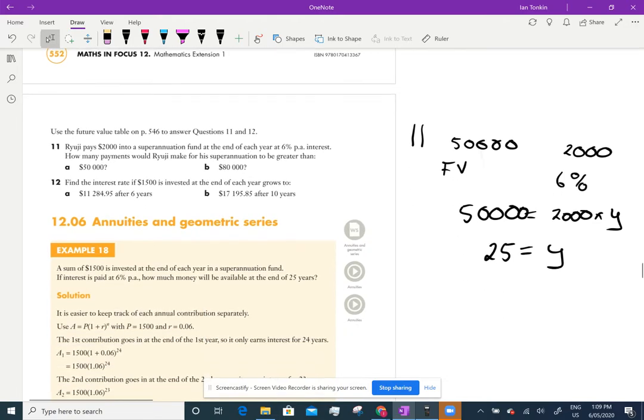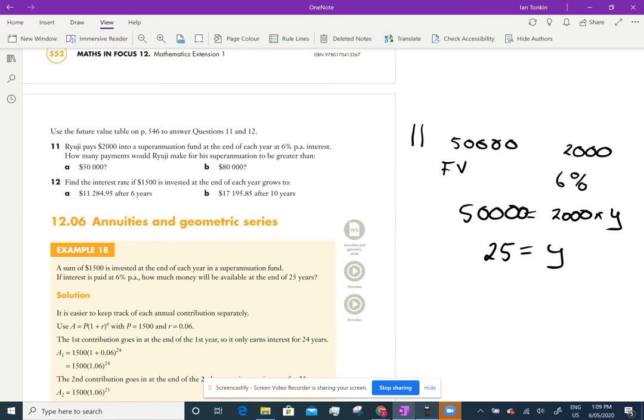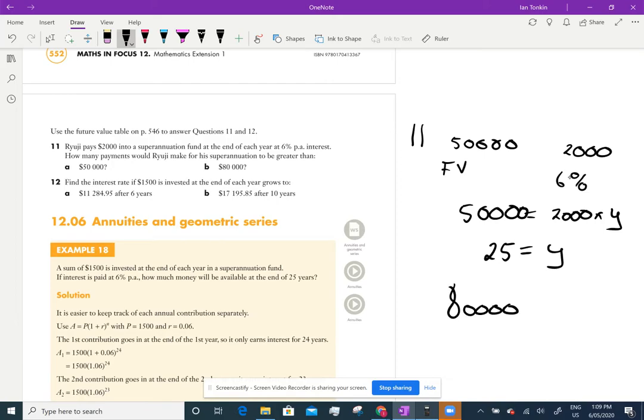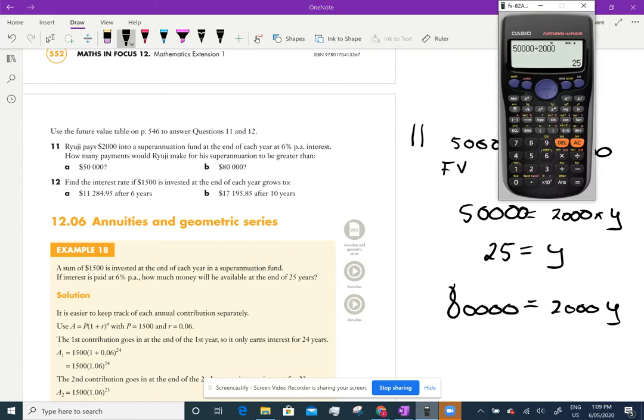Let's try the other one and see if I stuff that up as well. It's already got the wrong colour for a start. Get back here. 80,000 equals 2,000 times this magic number. So 80,000 divided by 2,000, it's going to be 40.